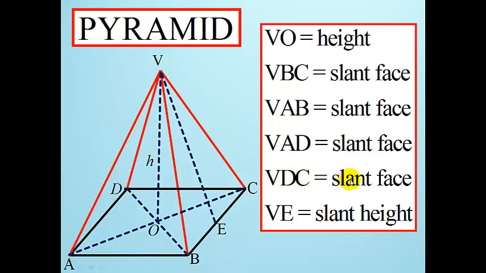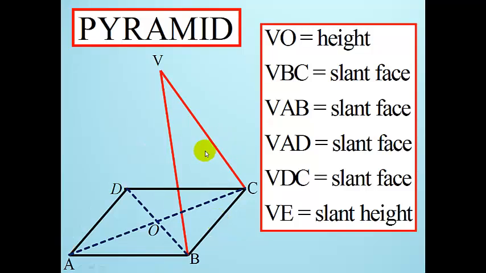VDC is also a slant face. Now VE is the slant height of the pyramid. Take note that the height of the pyramid, H, is not equal to the slant height of the pyramid.